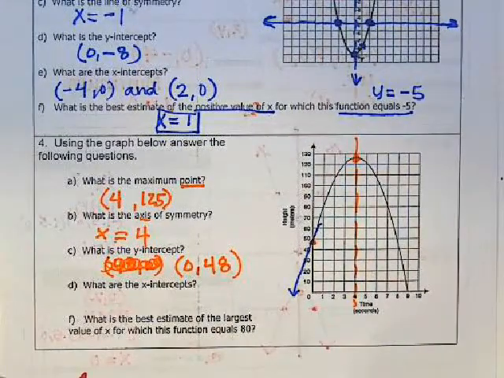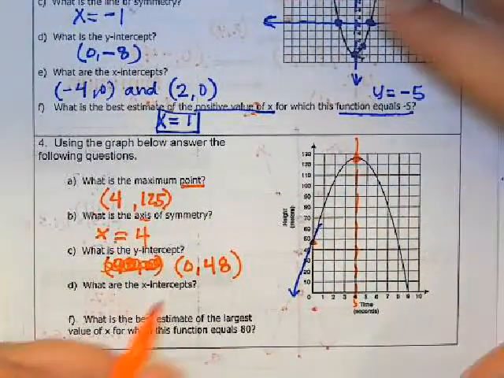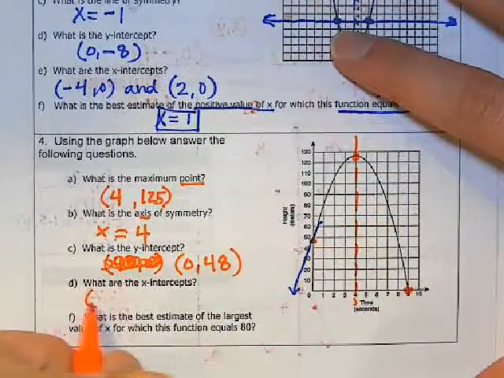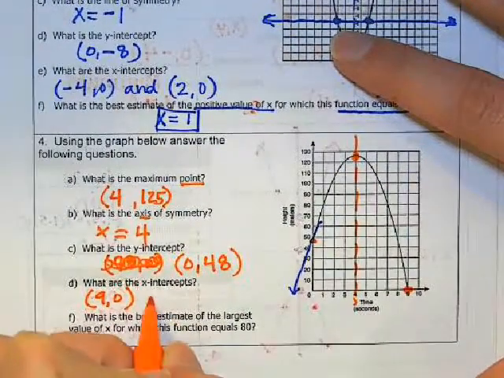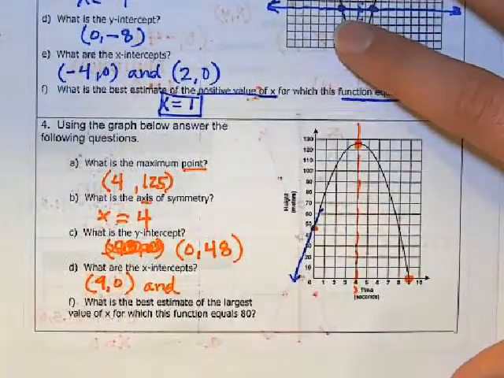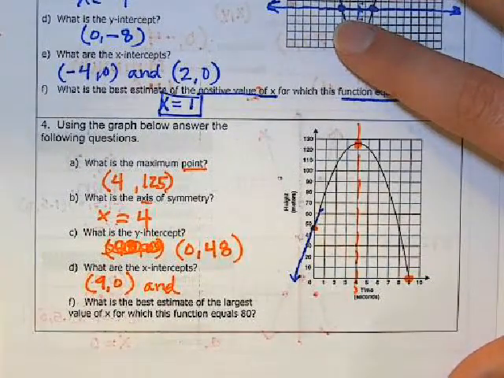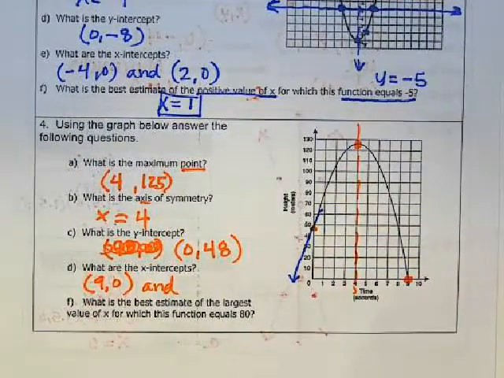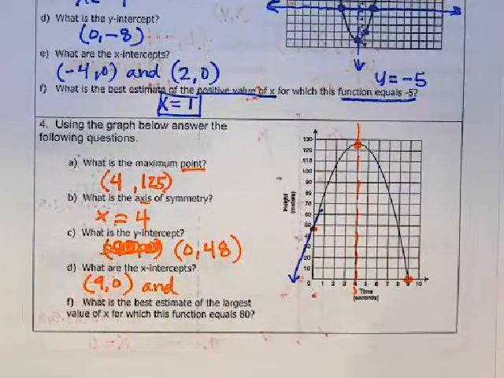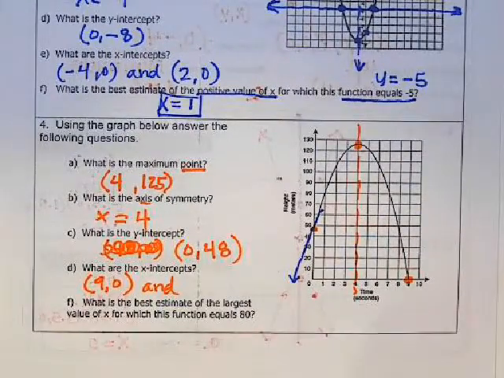Okay, what are my x-intercepts? So how many can you see? 1, but how many are there? 2. Okay, so what's the one that you can see? 9. So 9, 0. And can I see the other one? No. Can I find it? What do I know about my axis of symmetry? Where does it go? Through the middle, right?